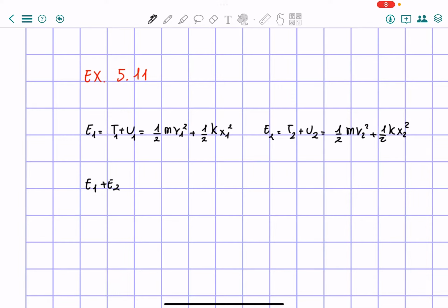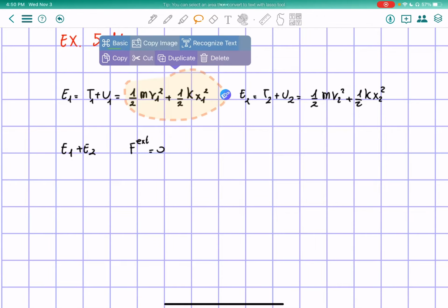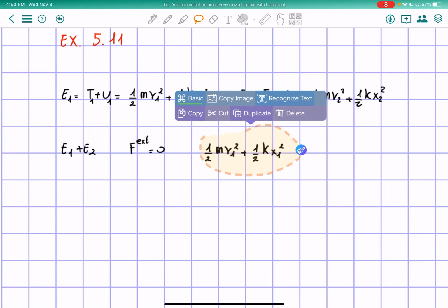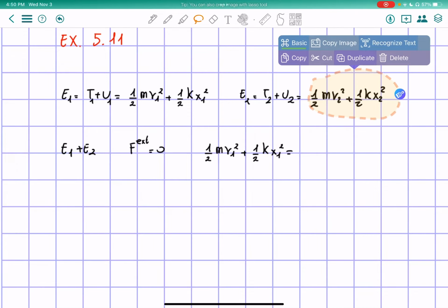Okay. Now we know that these two energies actually have to be the same because it's a closed system, so the external force is equal to 0. So the mechanical energy doesn't change, and so it has to be the same at all points. So we can put this equal to each other. So this one has to be equal to the second one.